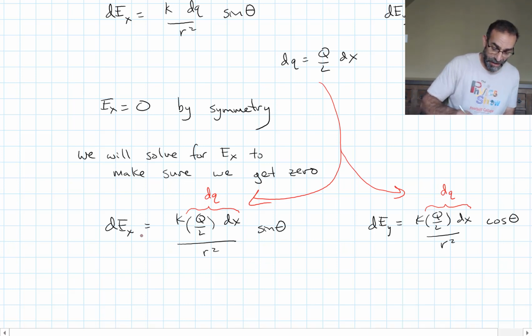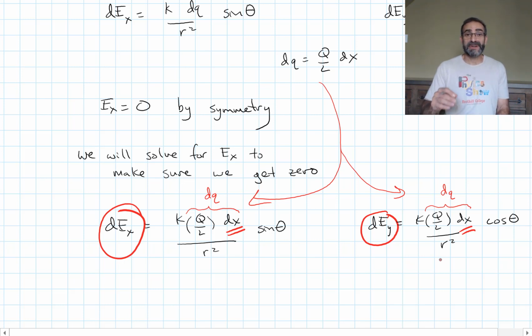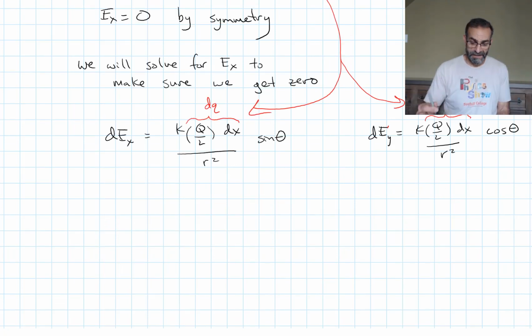Whether we're finding our x component or our y component, it's still dx over here, because for our charge distribution, we're adding up all the charges and they are on the x-axis. K is a constant, Q is a constant, L is a constant. We don't have to worry about those. We've got our dx in there.